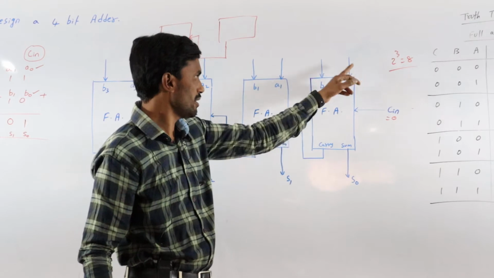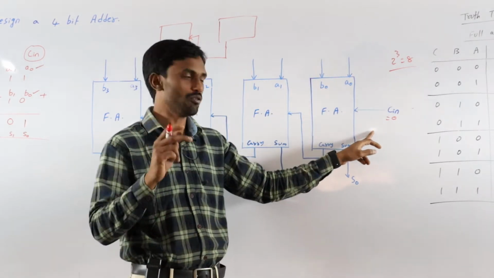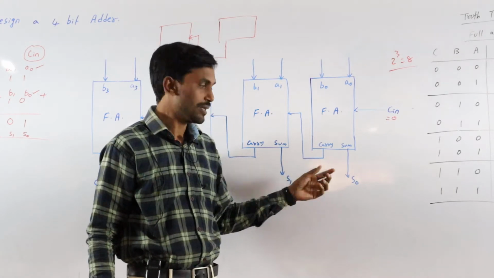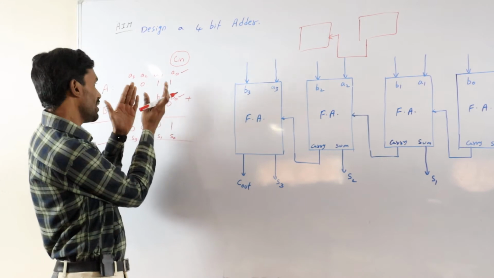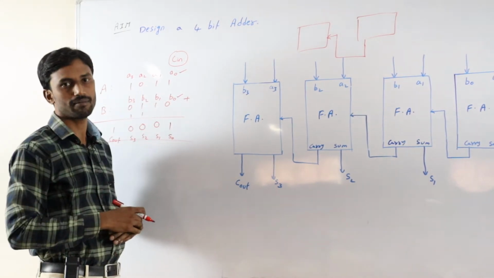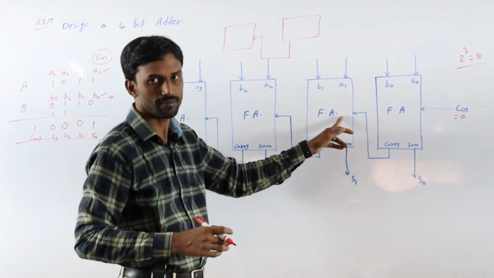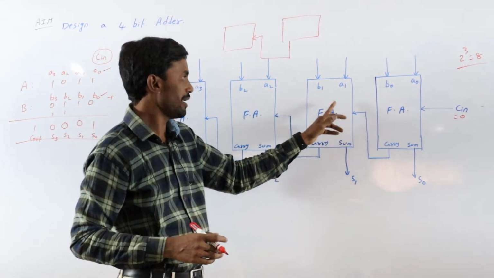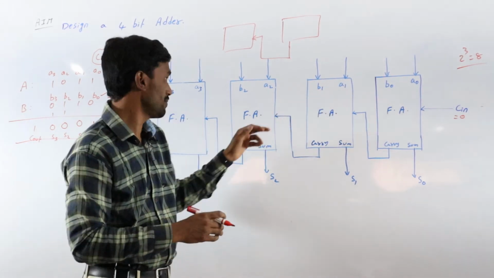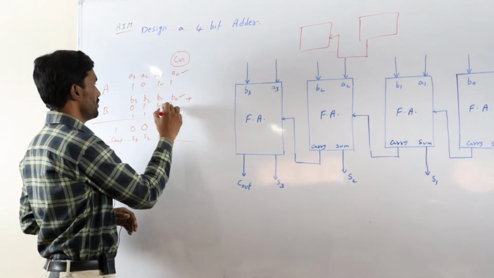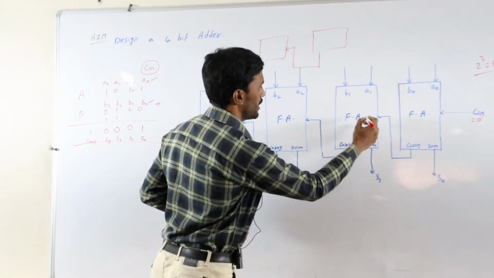Now this is a full adder with 3 inputs. Every full adder has 2 outputs, sum and carry. This sum we are calling S0, and the carry is the input for the next adder. Again there are 3 bits: A1, B1, and the carry from here, which we call C0.